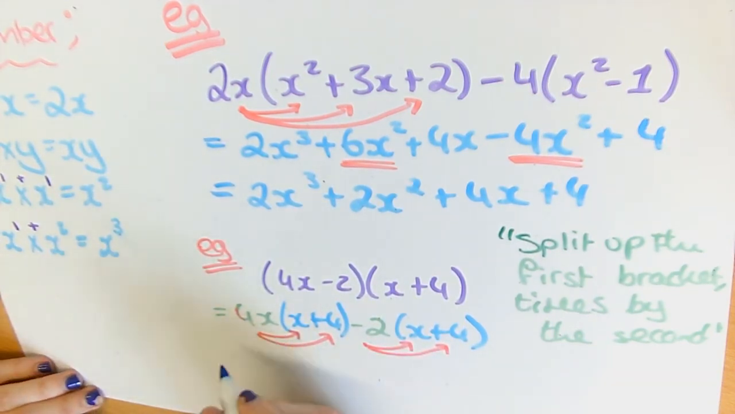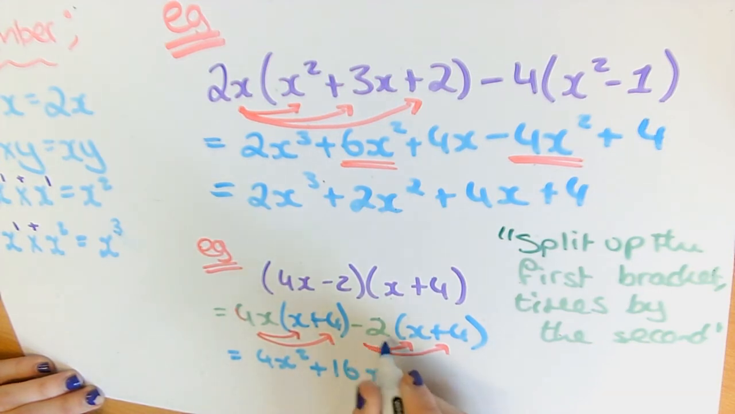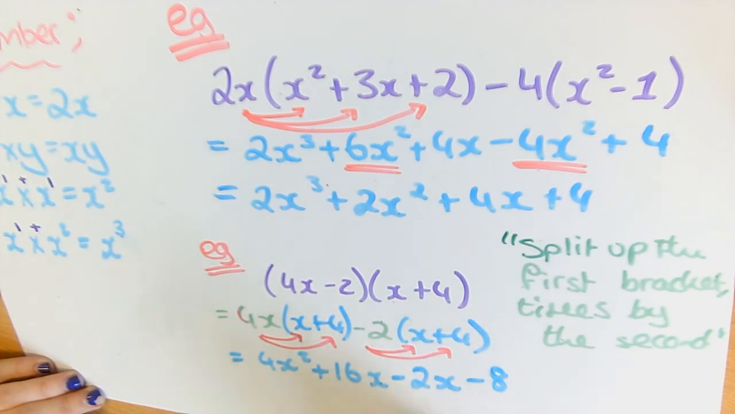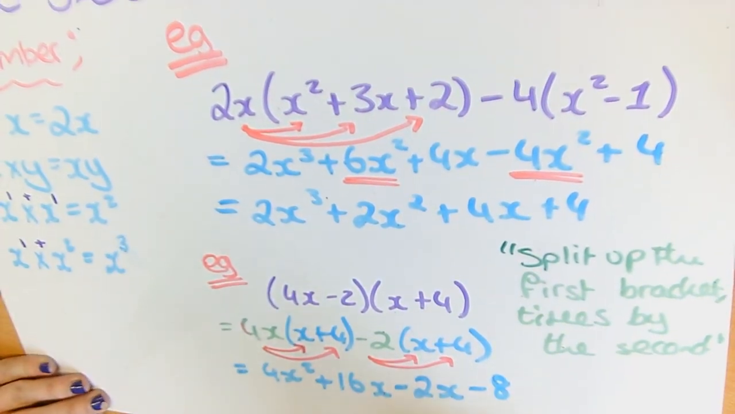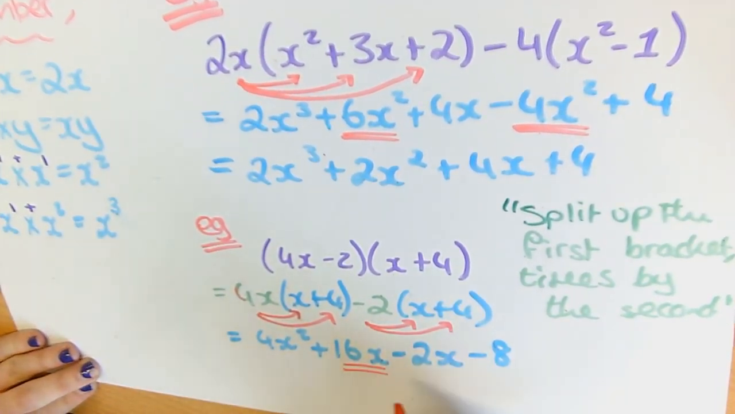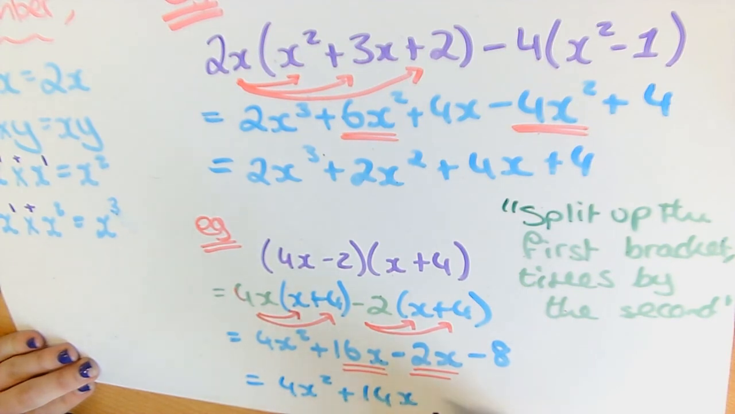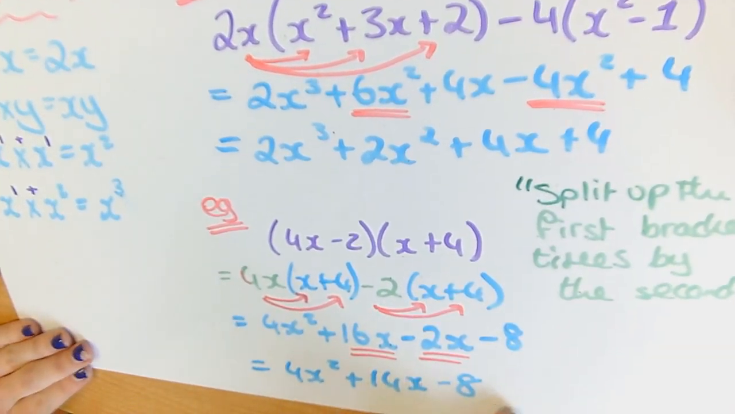So we have 4x by x gives me 4x squared. Okay? And 4x by 4 gives me 16x. A minus by a plus makes a minus, and 2 by x gives me 2x. A minus by a plus makes a minus, and 2 by 4 gives me 8. Then I have 2 like terms again, which I need to be sure to be adding. So I have 16x minus 2x, which means I end up with 4x squared plus 14x minus 8. And this is my final answer because there's no more terms that can be added. Okay?